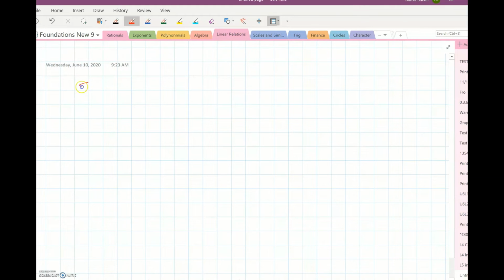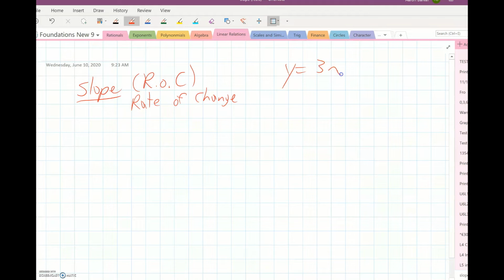All right, so for slope. Your slope is what we've been calling our rate of change. It is the number in front of x. So if we have 3x plus 2, that is our rate of change. That is that number.